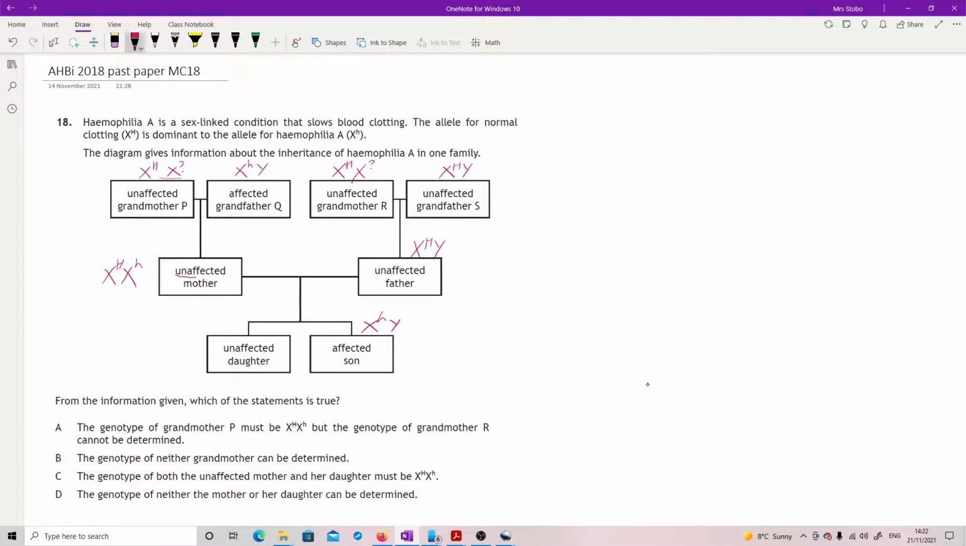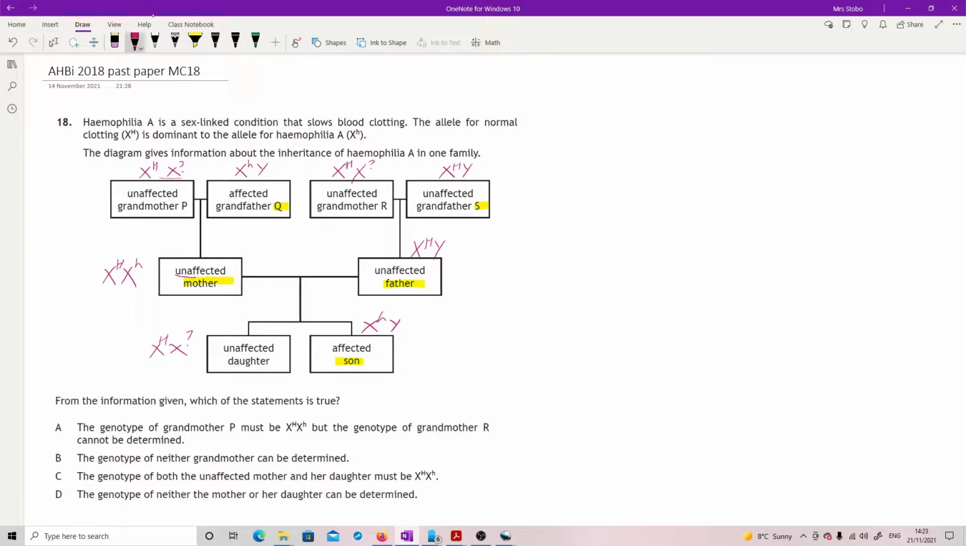Okay, right. So we now have the unaffected daughter down here. The unaffected daughter must have got an X big H from dad. She was unaffected, but there was a 50-50 chance of her getting either of these, and it wouldn't even have mattered because she would still be unaffected, so we don't know. So the only ones that we can tell for sure are grandfather Q, grandfather S, the father, and the son, and the mother. These ones we know their full genotypes, the rest we don't.